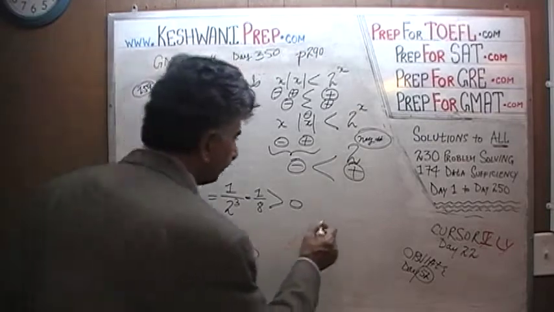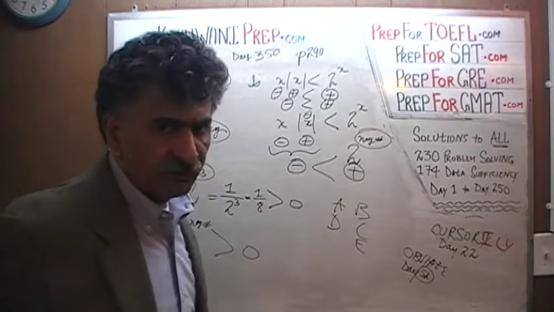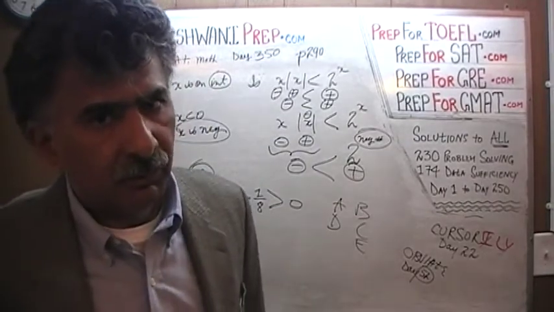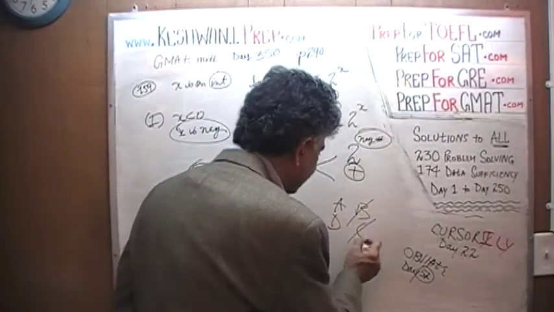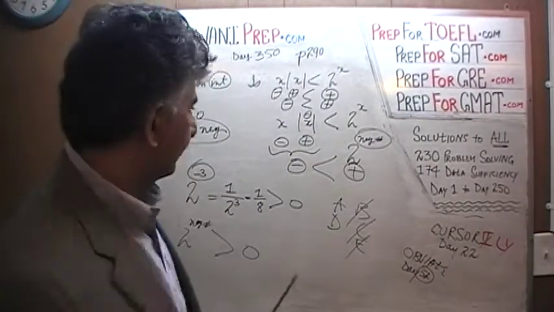First statement is enough. A, D, B, C, E. Now that we established that the first statement by itself is enough, we know the answer cannot be B, C, or E. It would have to be either A or D. Let's look at the second statement.